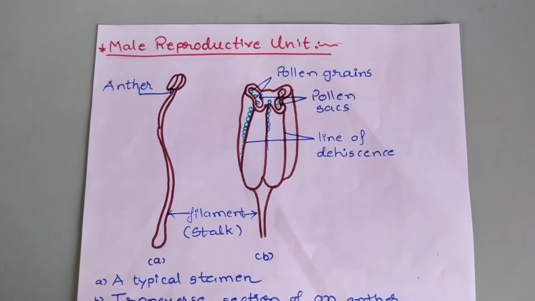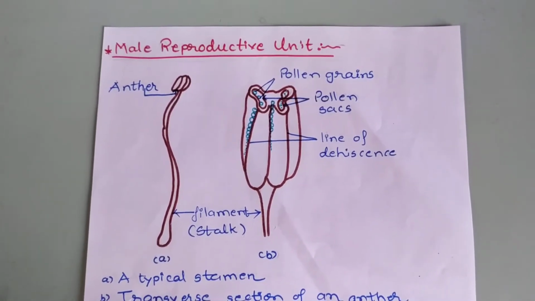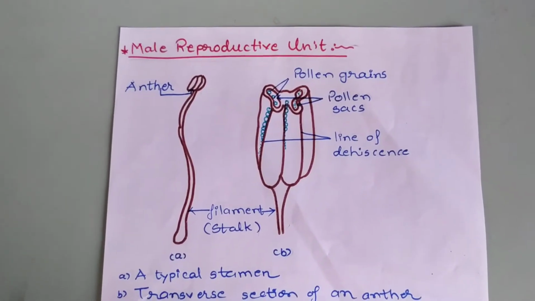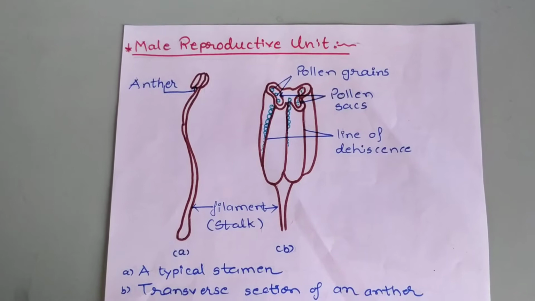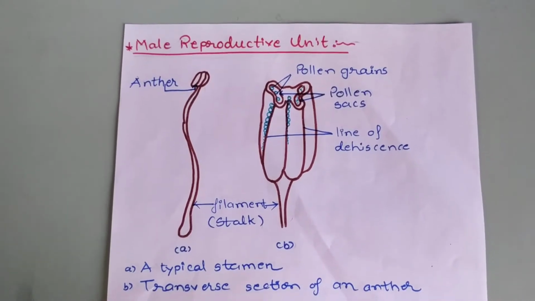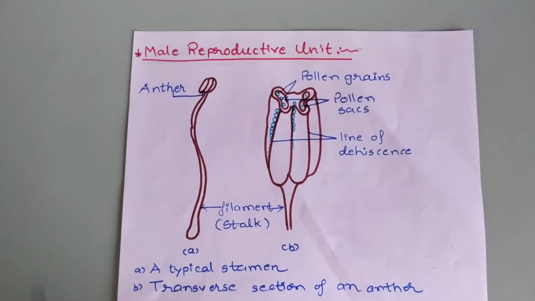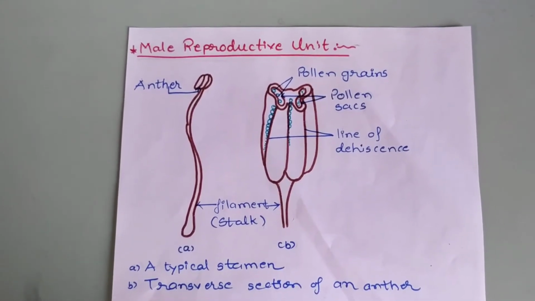Let's move further for chapter number 2, topic male reproductive unit, standard 12. Male reproductive unit has two main parts, that is anther and the filament.